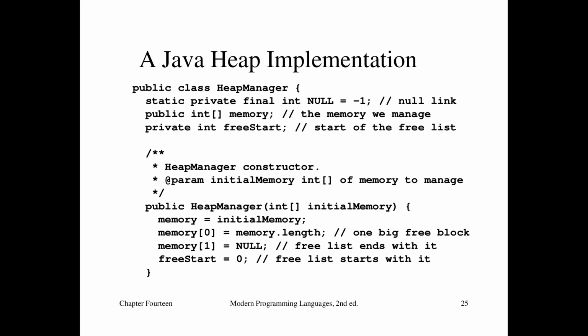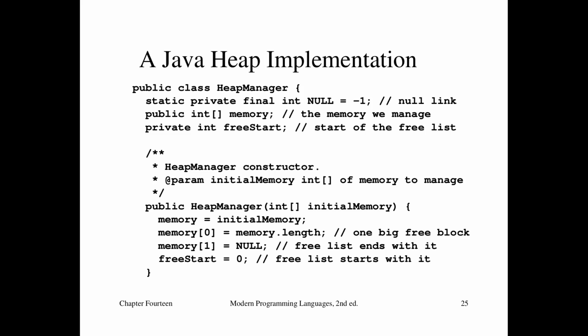So if we were to implement this in Java, just to understand it, we create a class called HeapManager, which has a private static final int called null. This is the null link, representing that there's nothing in memory, and that's -1. And so we then have our memory block, the memory that we're going to manage. And then we have a private int called free start. It's the start of the free list.